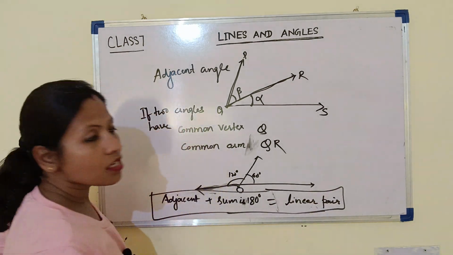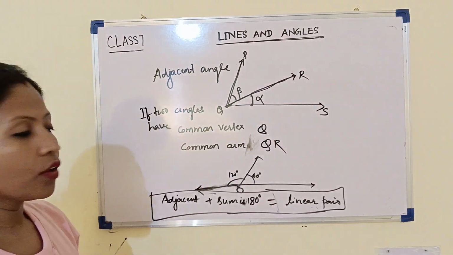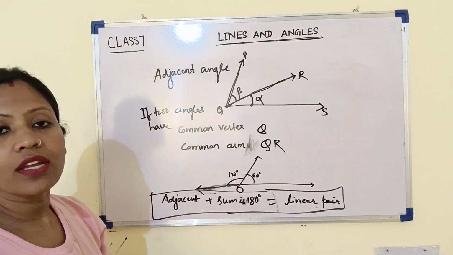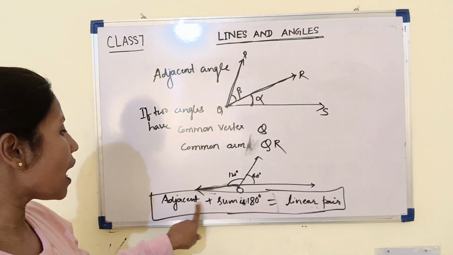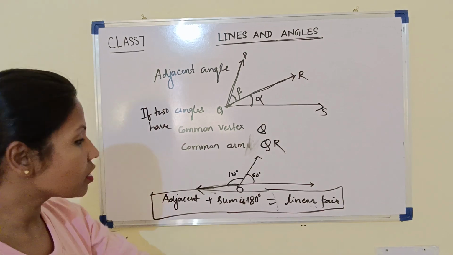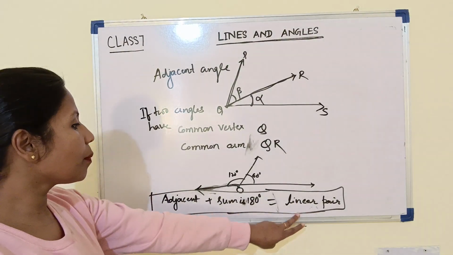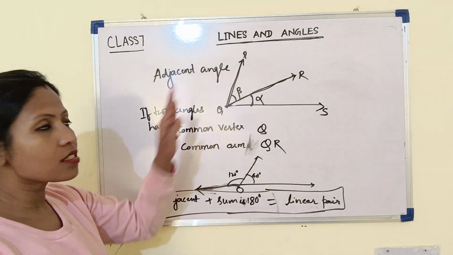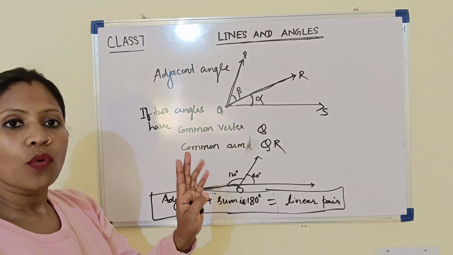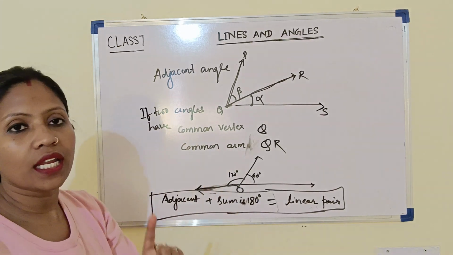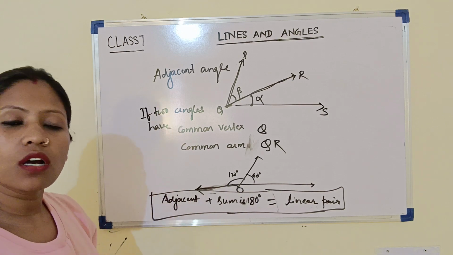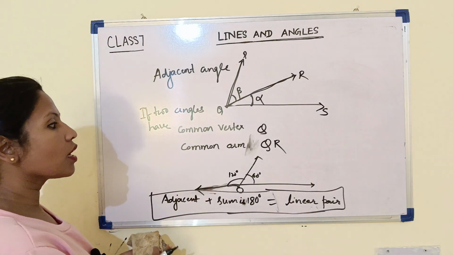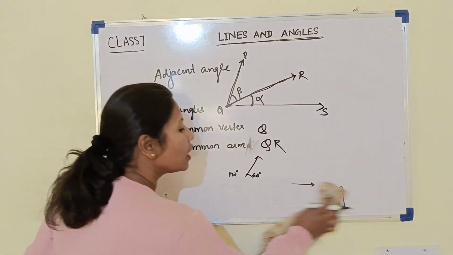Linear pair is a special case of adjacent angle where the sum of the angles should be 180 degree, or these two angles should be supplementary. So adjacent angle plus supplementary combination will give you a linear pair. So linear pair is not something new. It's a kind of adjacent angle whose sum is 180 degree, so the two angles are supplementary to each other. Then that is called a linear pair.